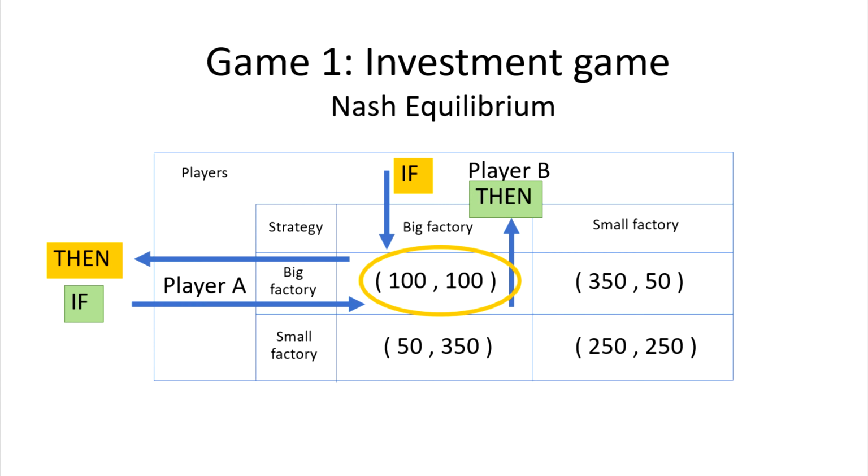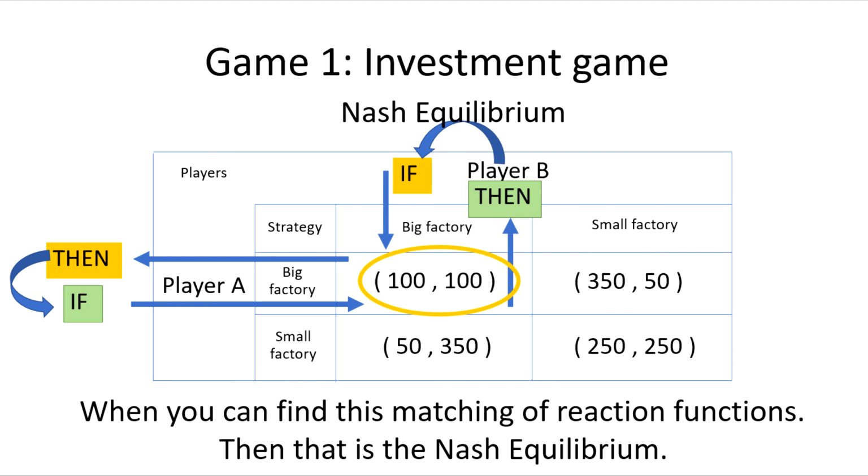In this payoff matrix, you see that if player B chooses to build a big factory, then player A will choose to build a big factory. And if player A chooses to build a big factory, then player B will choose to build a big factory. So if B big factory, then A big factory. If A big factory, then B big factory. So you can find this matching of the relation functions. You can say it smoothly. So it is the circular flow of the relation functions here.